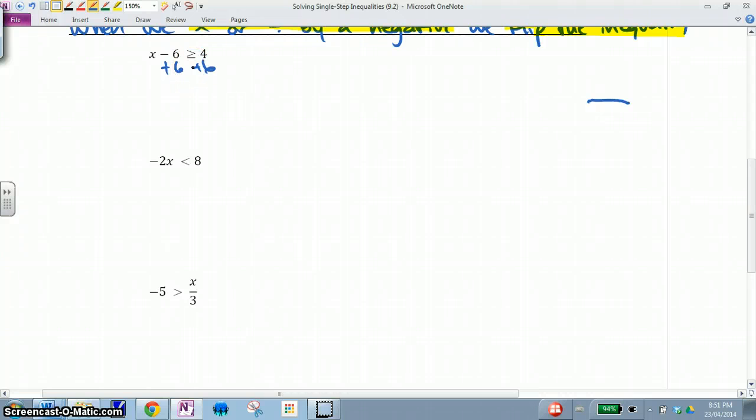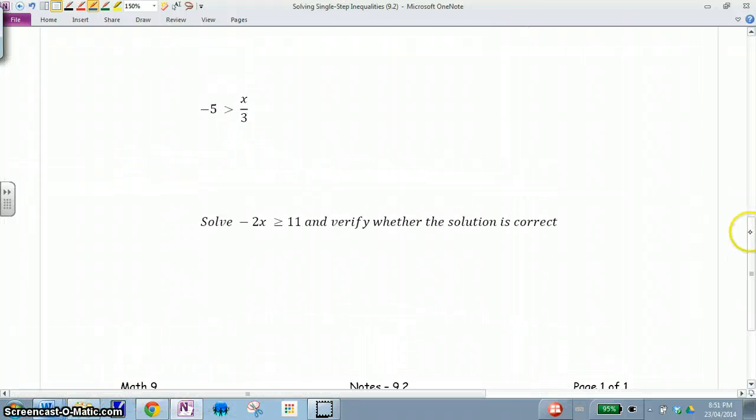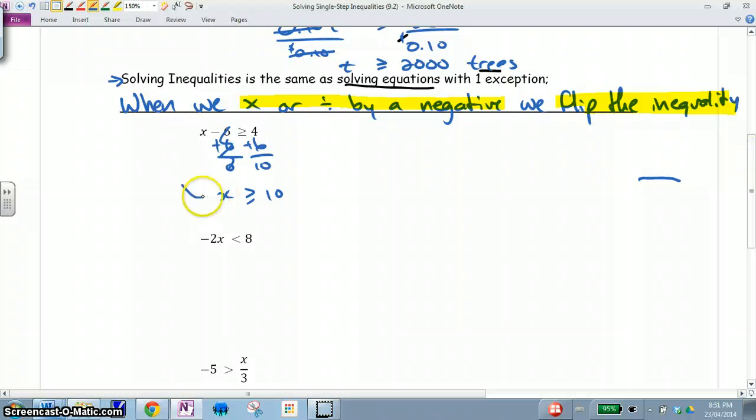So we're solving these just like equations, we're just watching for that multiplying or dividing by a negative. Here we get x is greater than or equal to 10, and we can think about those values. We can think about putting those values back into the equation and asking ourselves what would happen. So 10 minus 6 is 4, right? Is equal to 4. That works. If we had 11, 11 minus 6 is 5, so it's greater than 4, so it all checks out.